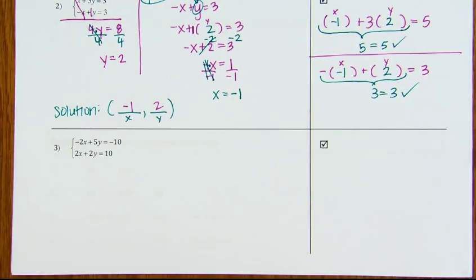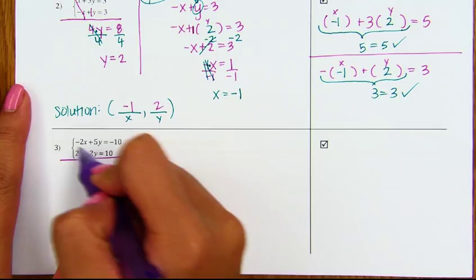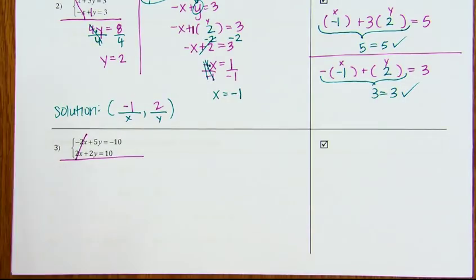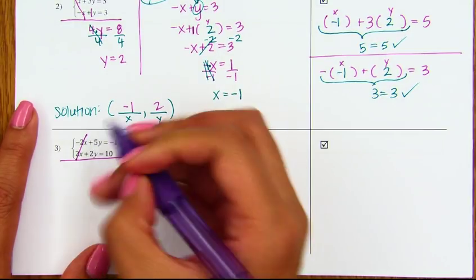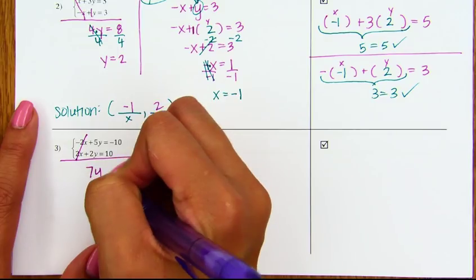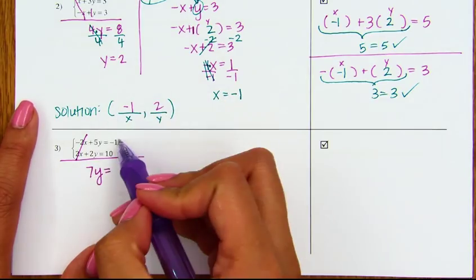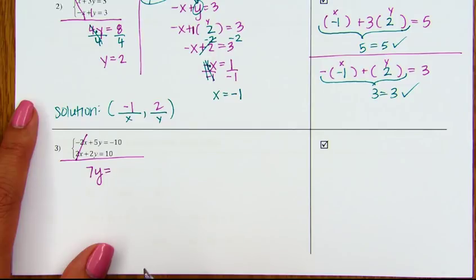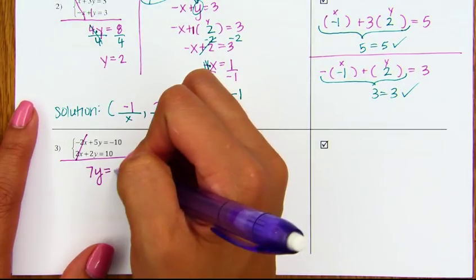You're going to find that I can go ahead and cancel out the x's. -2x plus 2x is 0. So they automatically eliminate without me having to do anything. Now we have 5y plus 2y. That gives us a grand total of 7y. And now we have -10 plus 10. Be careful, -10 plus 10 is 0.